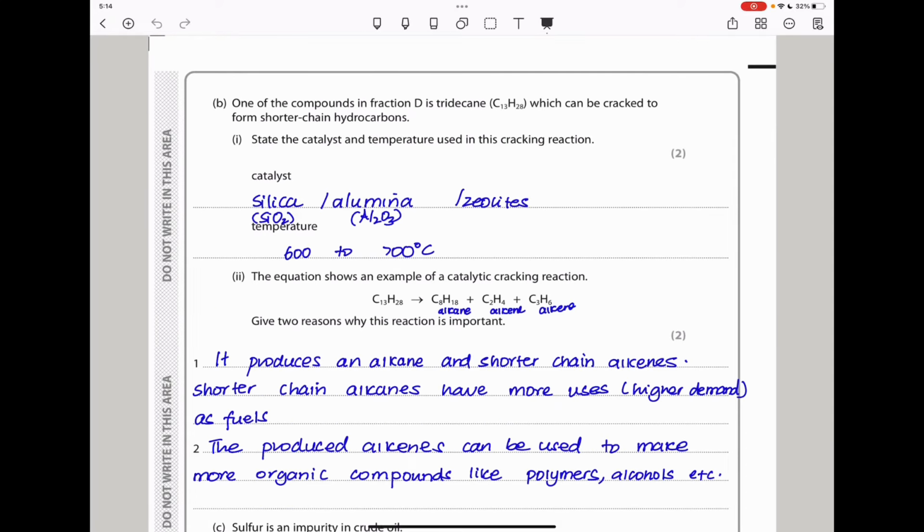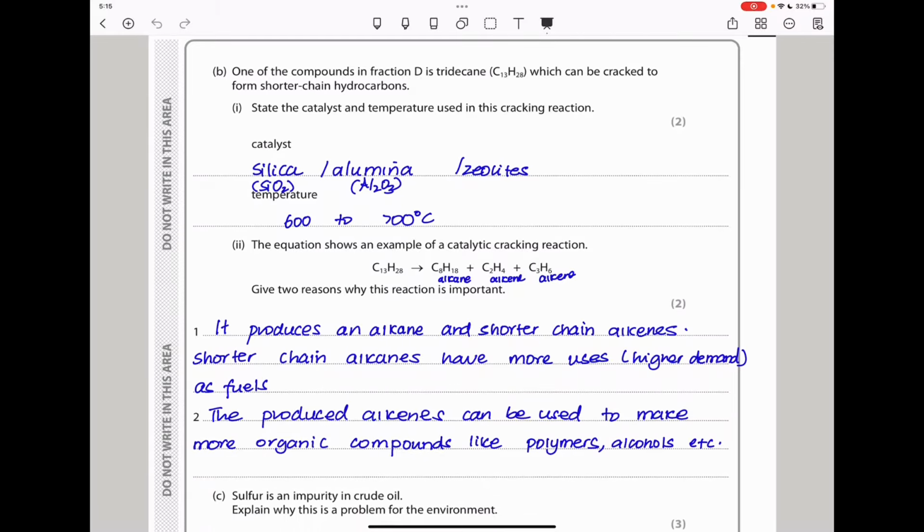Here they say one of the compounds in fraction D is tridecane, which can be cracked to form shorter chain hydrocarbons. State the catalyst and temperature used in this cracking reaction. The catalyst here we can say silica, which is silicon dioxide, alumina, which is aluminium oxide, or you just have zeolite, which is a mixture of silica and alumina. So any of those, you could get the answer right. And for the temperature, it should be between 600 to 700 degrees Celsius.